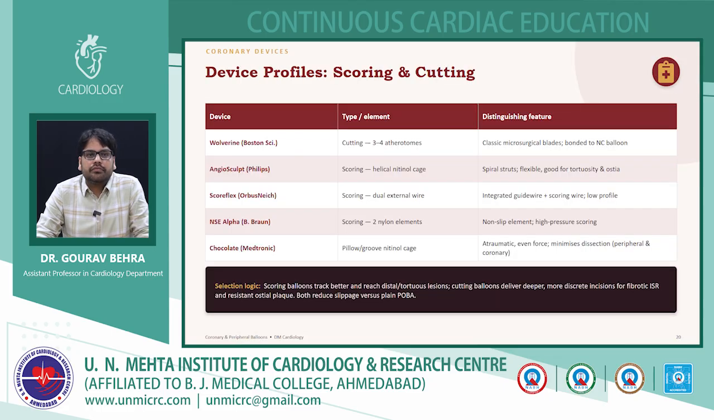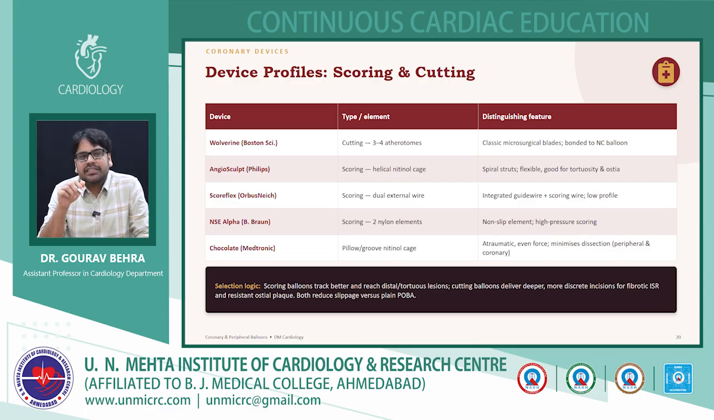Now we have already discussed the various companies. Wolverine from Boston has 3 to 4 atherotomes. AngioSculpt from Philips is a scoring balloon. Scoreflex from OrbusNeich is a scoring balloon. There is the B. Braun NSC Alpha, which is also a scoring balloon. And Medtronic has the Chocolate balloon, which is atraumatic and has a groove design. There are various grooves inside the balloon that are also used for plaque modification.